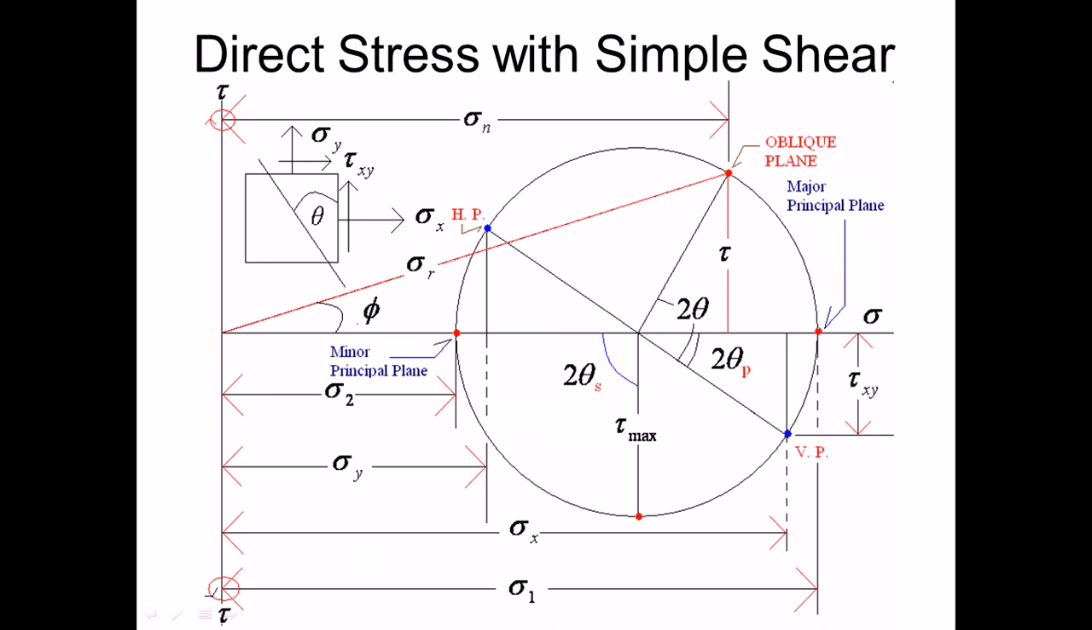Then to determine the resultant stress, you just have to measure the distance from here to the oblique plane. Measure it, it will give you sigma r. If you put this in the formula, sigma r equals the square root of sigma n square plus tau square. The angle between tau and sigma r is phi.